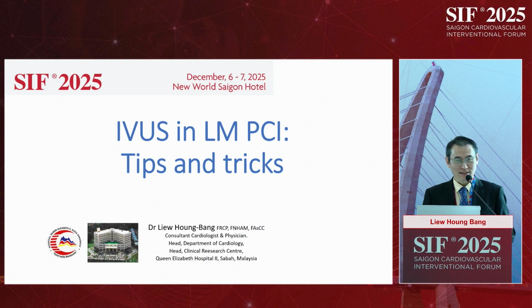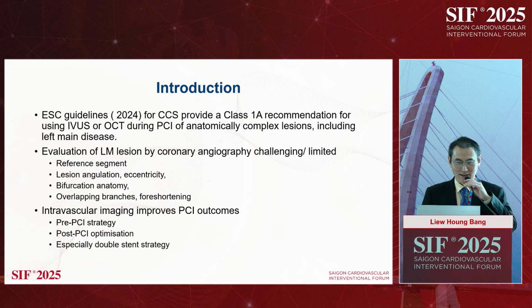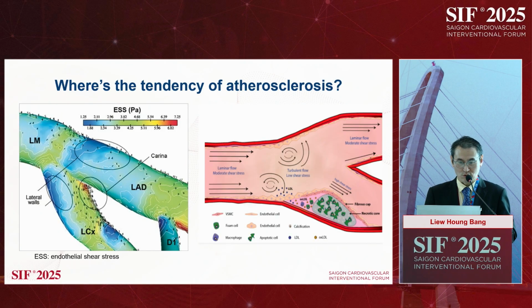Okay, I'm going to talk about IVUS in left main PCI, some tips and tricks. We heard this morning that we now have a class 1 recommendation of using imaging to optimize complex lesion PCI, including left main. For left main lesions, angiography can be challenging because of lesion angulation, eccentricity, and the bifurcation. Anatomy can be variable, and often even with the best view attempt, we might get overlapping and foreshortening. With imaging, we're able to see from within the lumen, which helps us strategize pre-procedure, but also optimize post-procedure, which is particularly important in a double stent strategy.